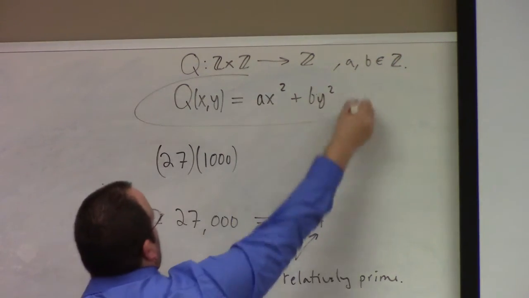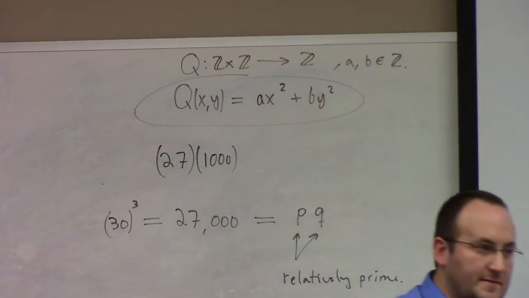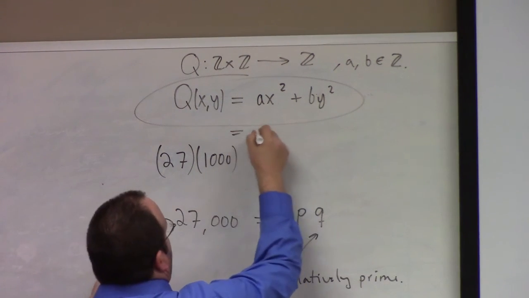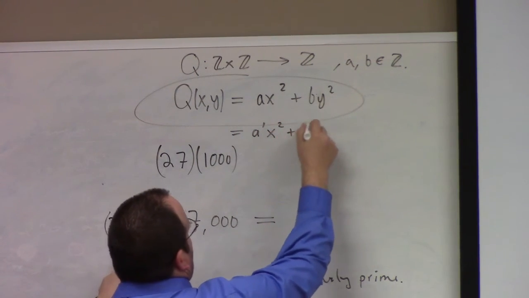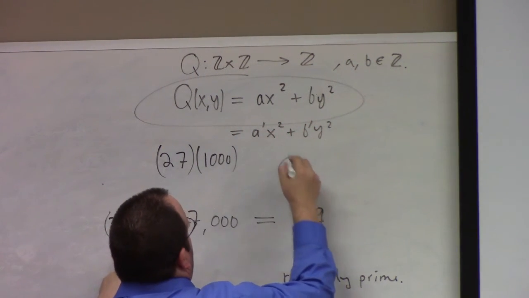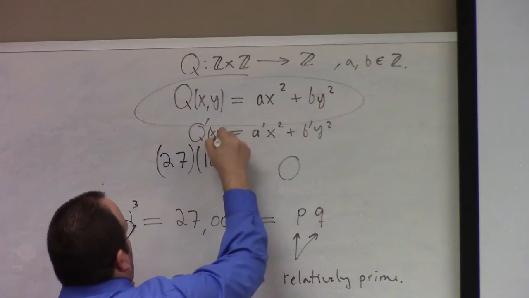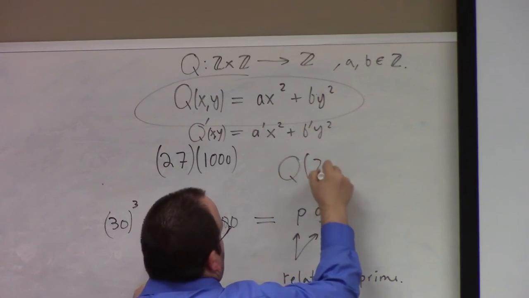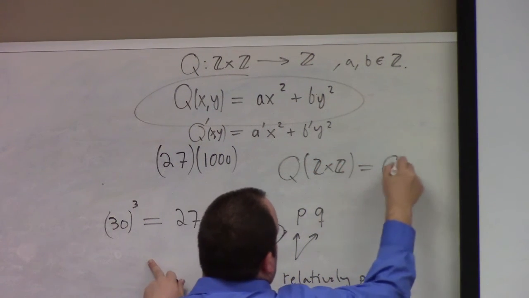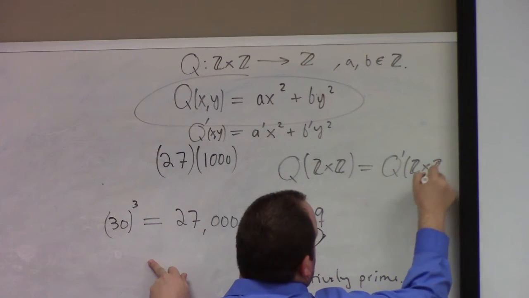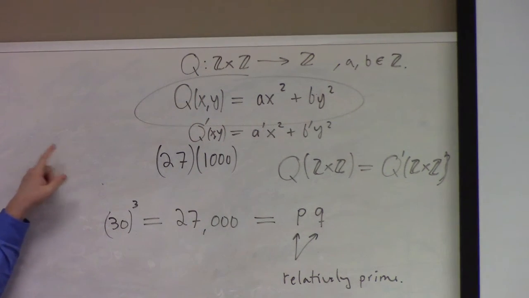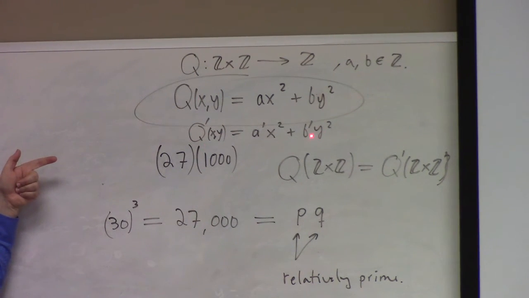So the question is, what values does a quadratic form take, right? And suppose you had another, say, a prime x squared plus b prime y squared, that's Q prime, right? Is it possible that Q of Z cross Z is equal to Q prime of Z cross Z? In other words, the values that this quadratic form takes are the same as the values that that quadratic form takes. If that happens, then they're said to be equivalent quadratic forms.